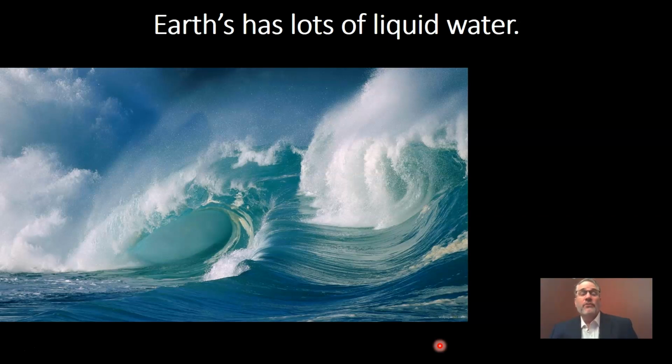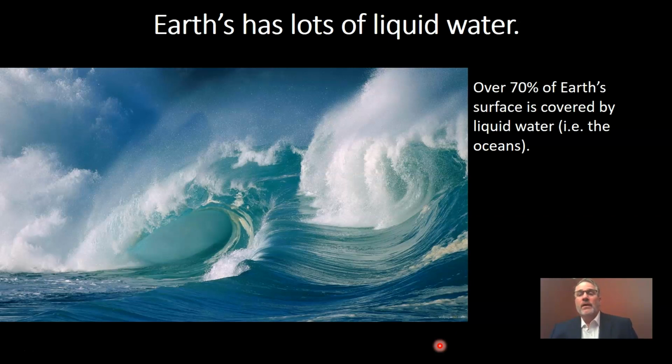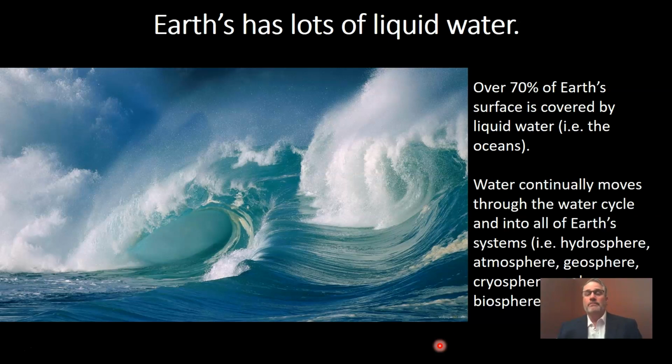So Earth has lots of liquid water. As a matter of fact, Earth's oceans, though it's salty, cover over 70% of the surface. So liquid water covers the vast majority of our planet. Sometimes when you look at a picture of our Earth from space, it looks like a marble. Most of that marble would be blue. So Earth might be rare because it has lots of liquid water.